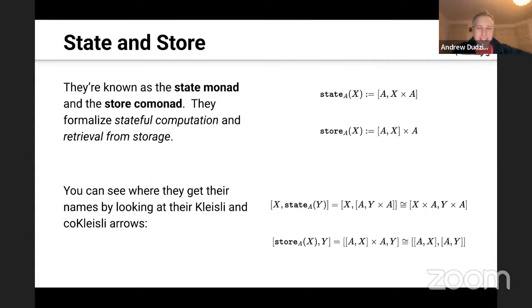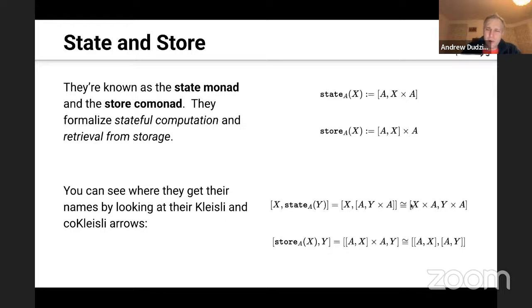They are known as state and store. They formalize stateful computation and, let's say, retrieval from storage, or updating storage. And doing some curry and uncurry yoga, you can see where they get their names. So first of all, a Kleisli arrow for state means a map from X into state A of Y.